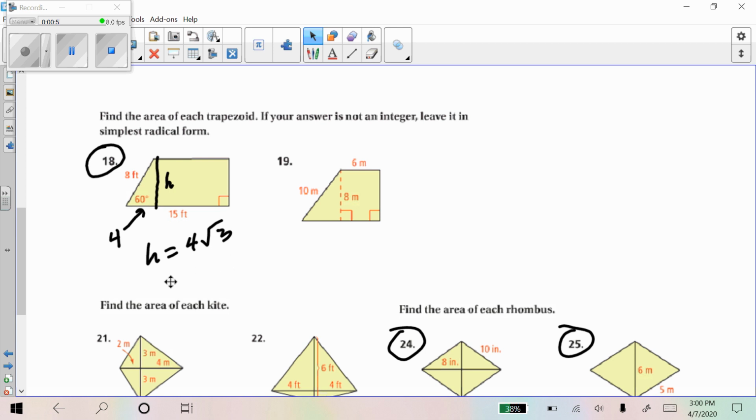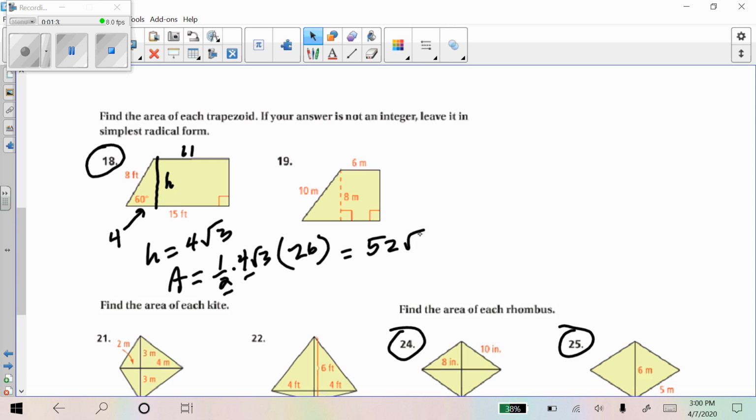Okay, and then to find the area, you're going to do 1/2 the height, which is 4 times the square root of 3, times the sum of the bases. This base up here would be 15 minus 4, which is 11. So 11 plus 15 is 26 for that. And if I was going to put this in simplest radical form, I would just multiply 1/2 times 4, which is 2, times 26, which would be 52 times the square root of 3.